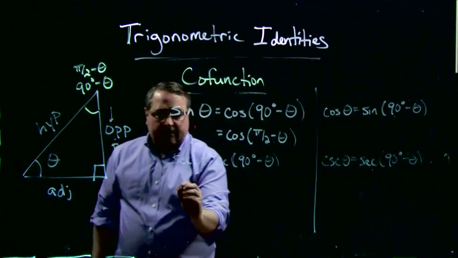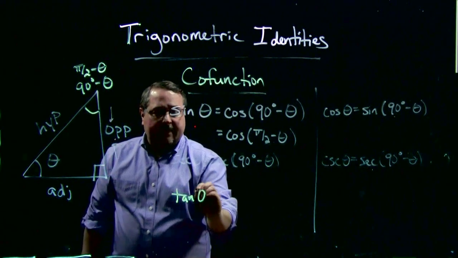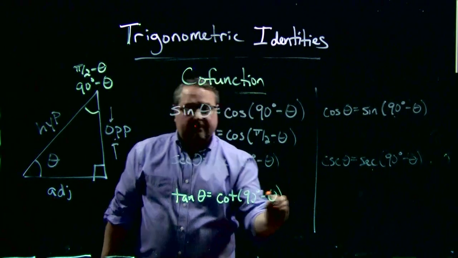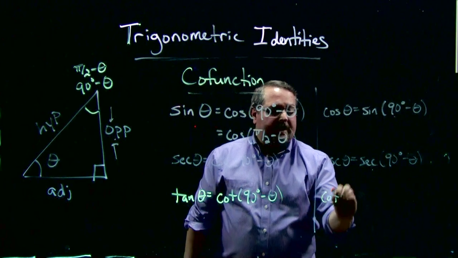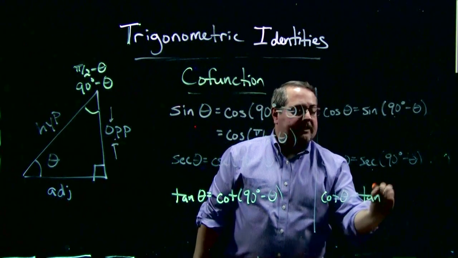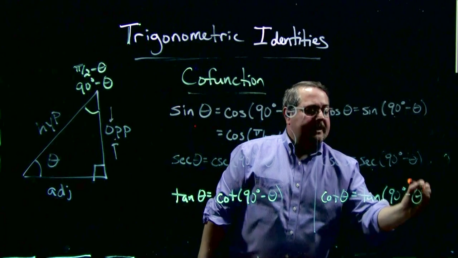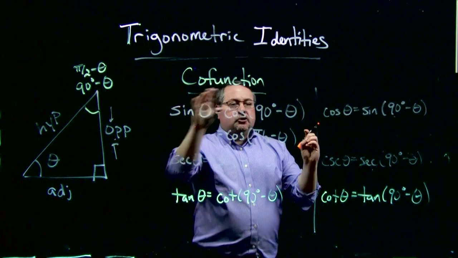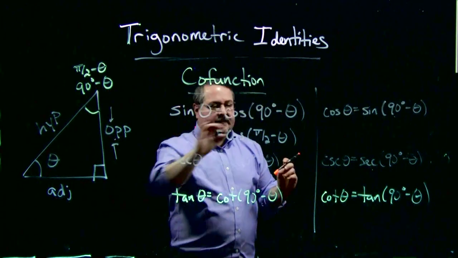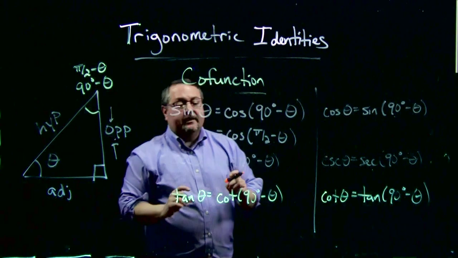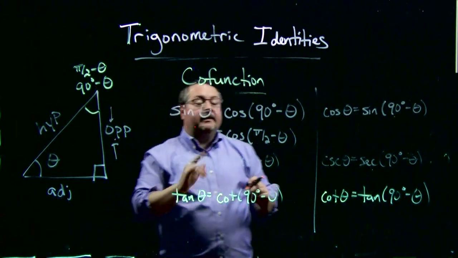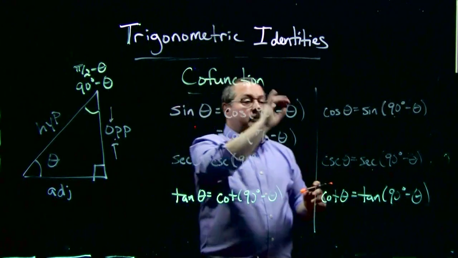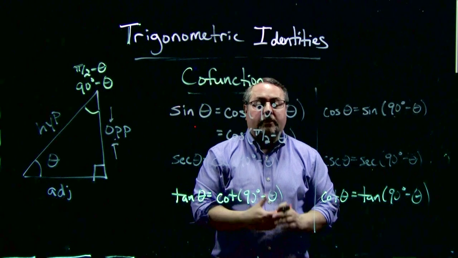And finally, the tangent of theta is the cotangent of 90 degrees minus theta. And the cotangent of theta is the tangent of 90 degrees minus theta. So that's the relationship between each function and its co-function: sine and cosine, secant and cosecant, tangent and cotangent. If two angles are complementary, that is, they add up to 90 degrees or pi over 2 radians, the trig function of one of the angles is going to be equal to the co-function of the other angle.